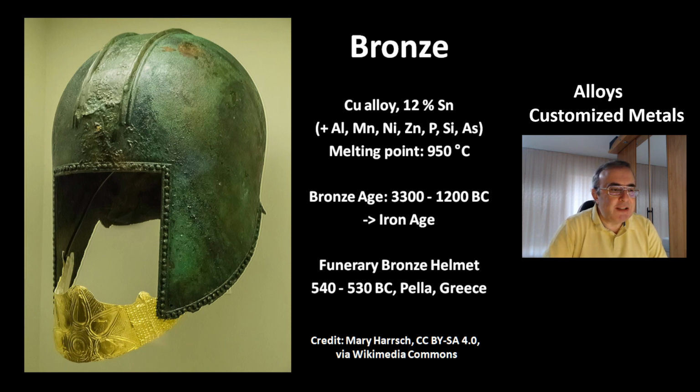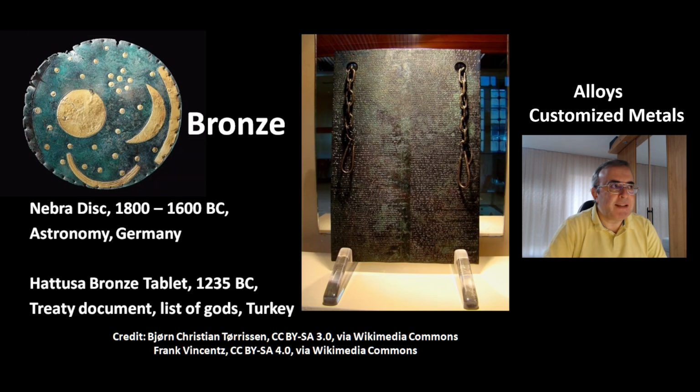This picture is of a funerary bronze helmet from 540 to 530 before Christ from Pella in Greece. There are two more examples of bronze pieces. At the left is the Nebra disc. It is dated 1800 to 1600 before Christ, and it shows that back then people made astronomical observations.